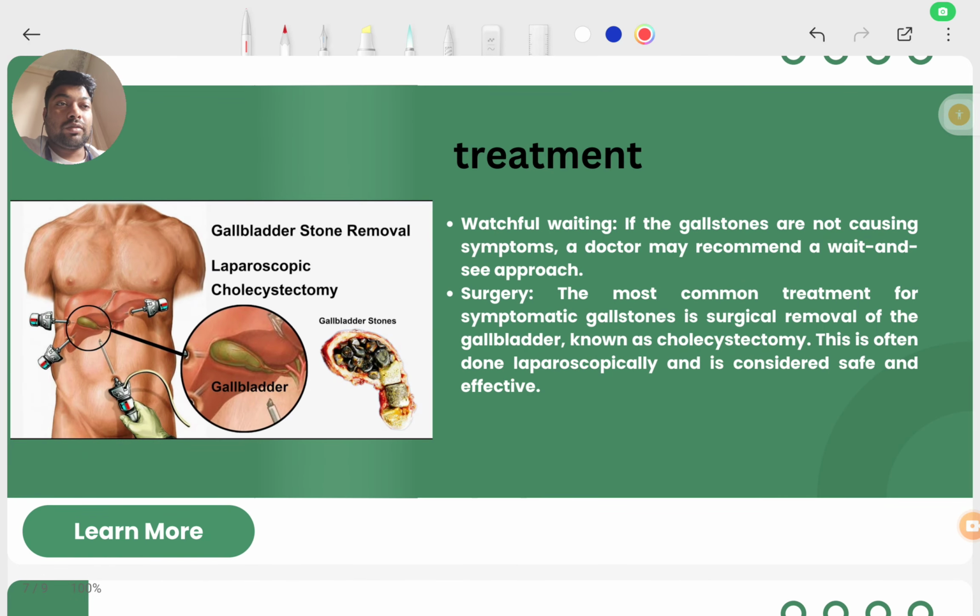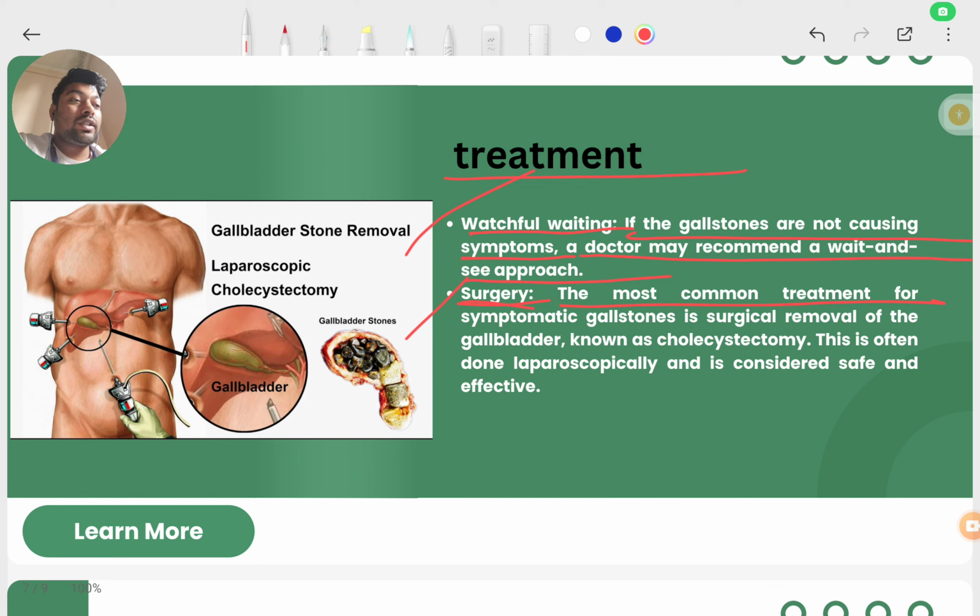Now let us move to the treatment portion. The very first one is watchful waiting. If the gallstones are not causing symptoms, the doctor may recommend a wait and see approach. This is for the initial cases.